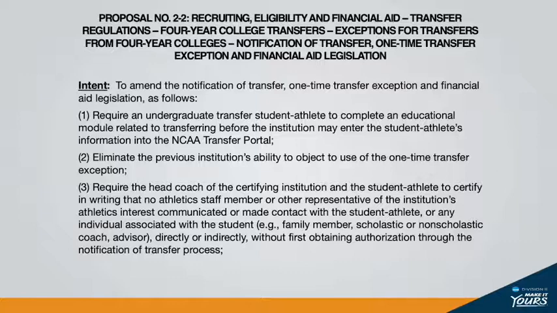It will also require the head coach of the certifying institution and the student-athlete to certify in writing that no athletic staff member or other representatives of the institution's athletics interest communicated or made contact with the student-athlete or any individual associated with the student-athlete directly or indirectly without first obtaining authorization through the notification of transfer process. It will also eliminate the previous institution's ability to object to the one-time transfer exception.